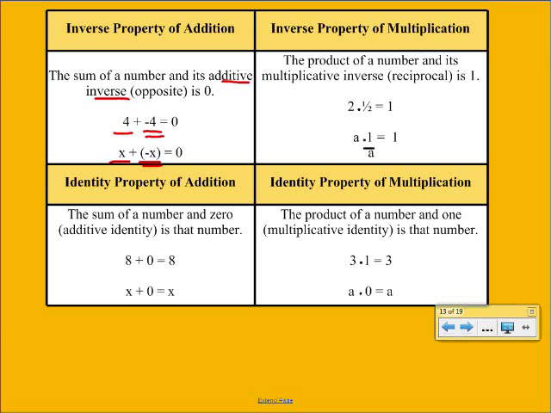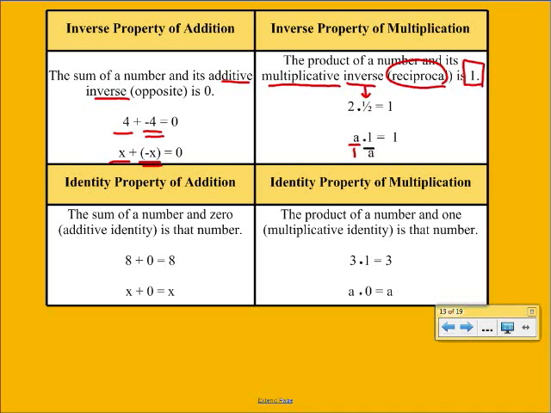Same thing holds true with the inverse property of multiplication, except this time we call it the multiplicative inverse, or you may know it as the reciprocal. This time, though, the product has to equal 1. So if I take a look at our first example, I would have 2 times 1/2, because 1/2 is the reciprocal of 2, and that gives me 1. Or if I do it in variables, the reciprocal of a would be 1 over a, because if you think of a as a fraction like that, you can see how 1 over a would be its reciprocal. And again, the answer becomes 1.